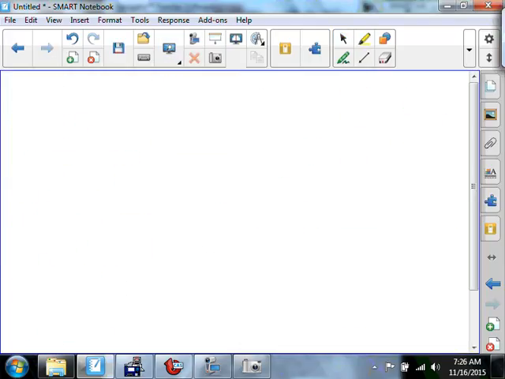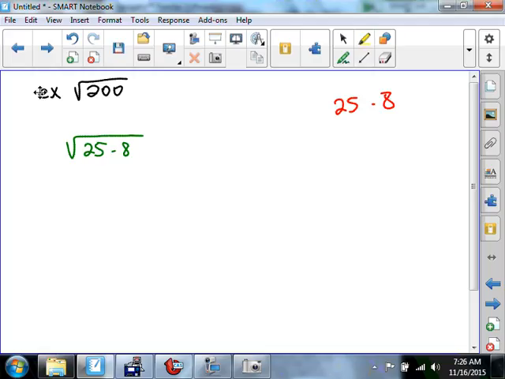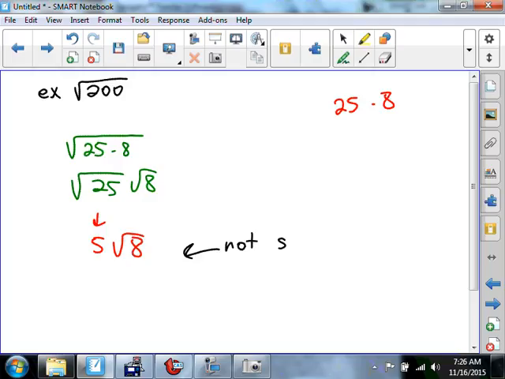Examples are good. Let's try to simplify the square root of 200, okay? So you might think to yourself, I know that 25 times 8 is 200. Well, that's right. So you might say, okay, so it's going to be the square root of 25 times 8. So it's going to be the square root of 25 times the square root of 8. And the square root of 25 is just 5. And the square root of 8, oh, wait a minute. That's not simplified. That's not in simplest radical form.